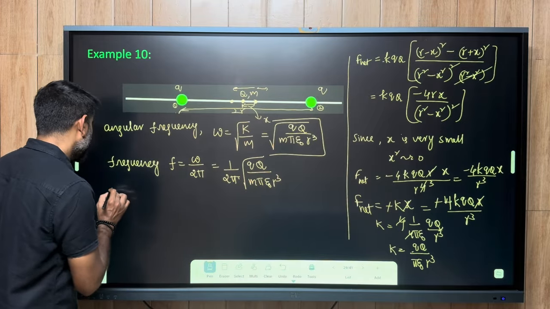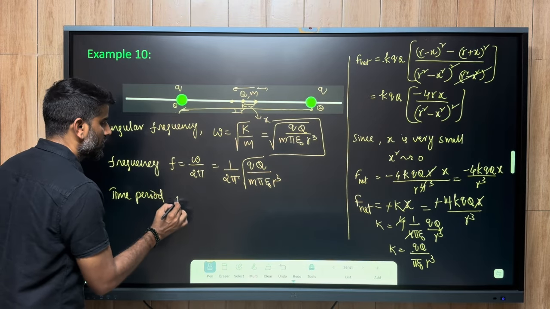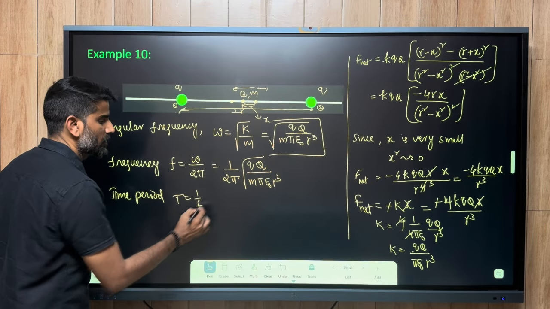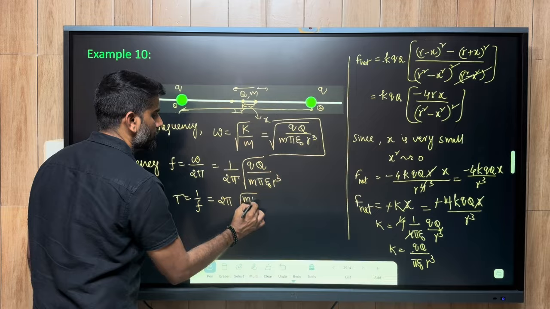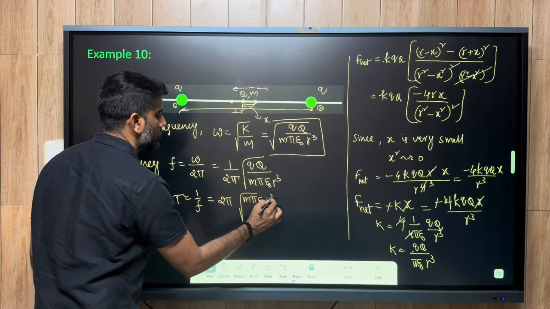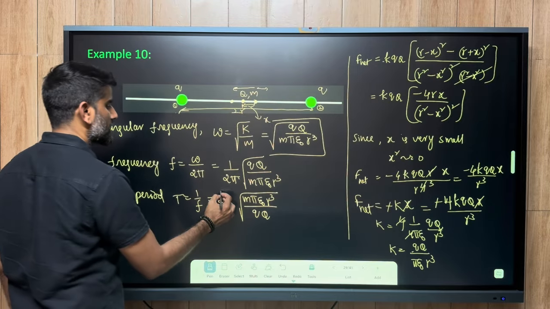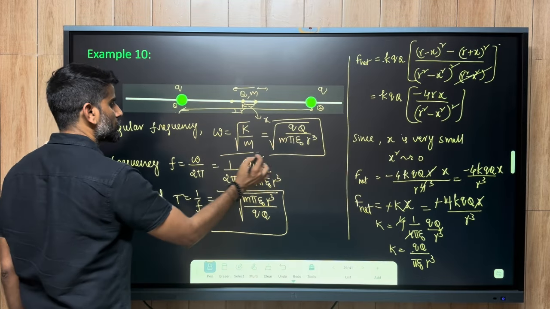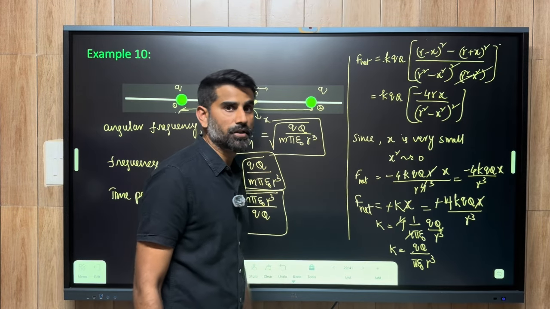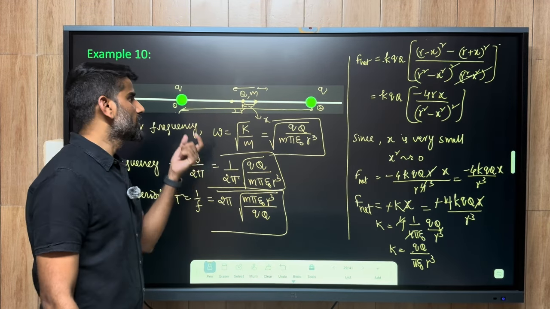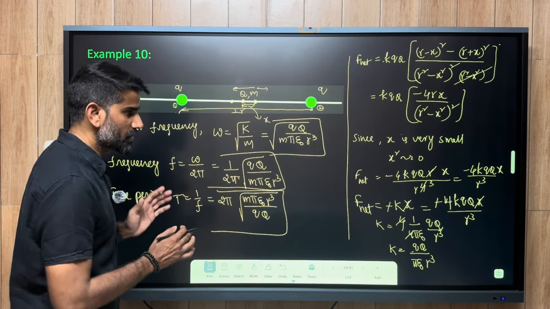We are going to find the time period. Time period T is equal to the reciprocal of frequency, that means 2 pi root over m pi epsilon naught r cube by q. So these are the relations which we use to find the frequency, time period and angular frequency of the particle making SHM. Hope this explanation is clear to you.